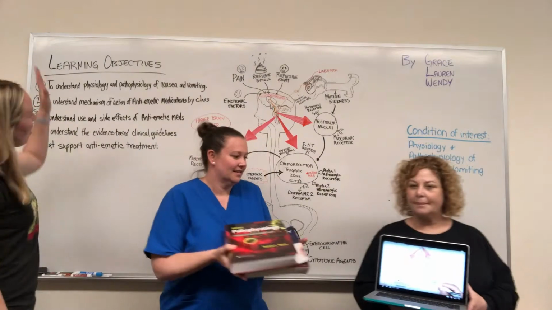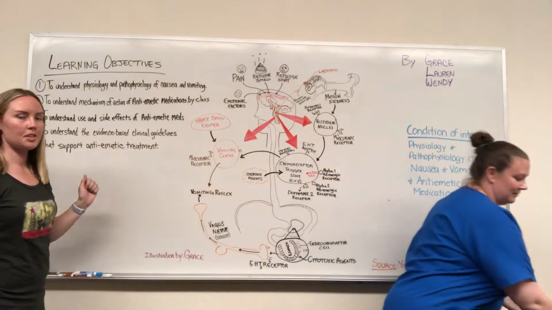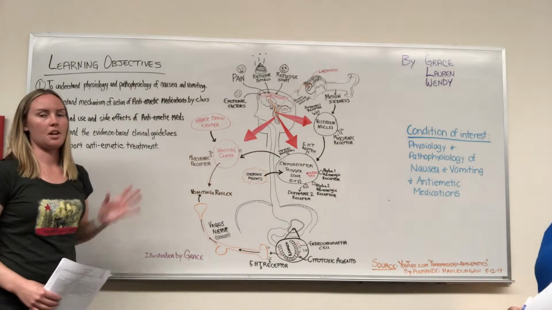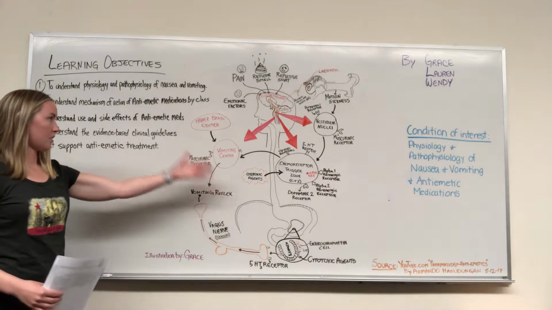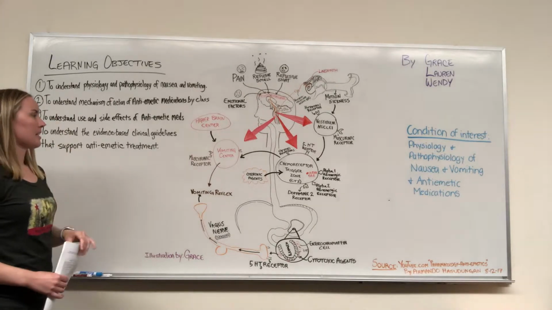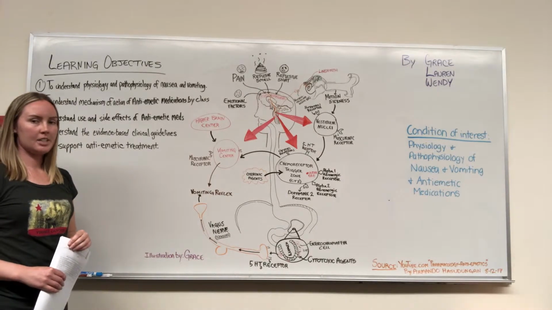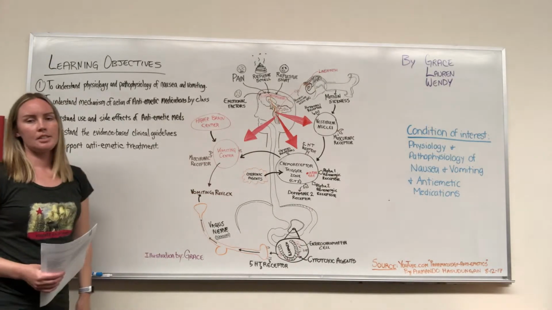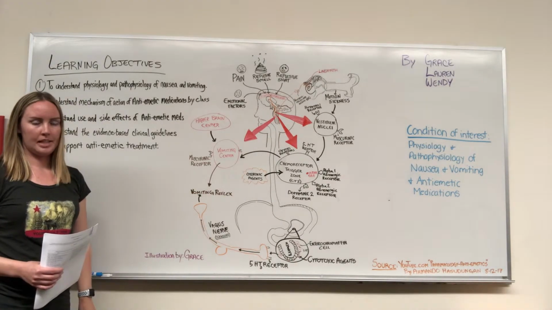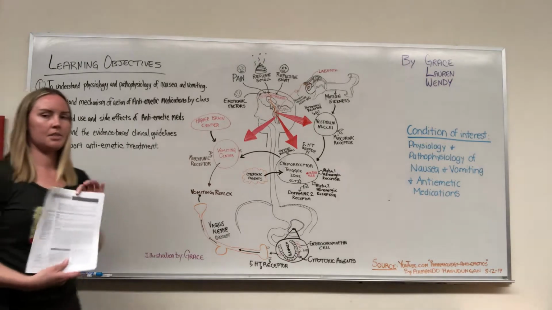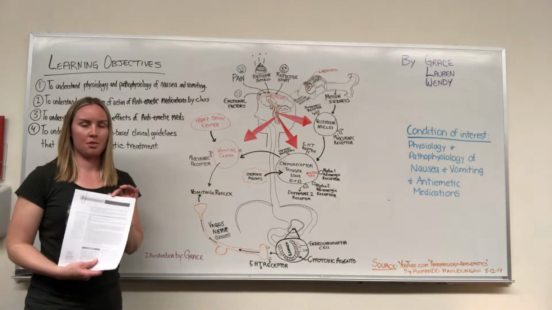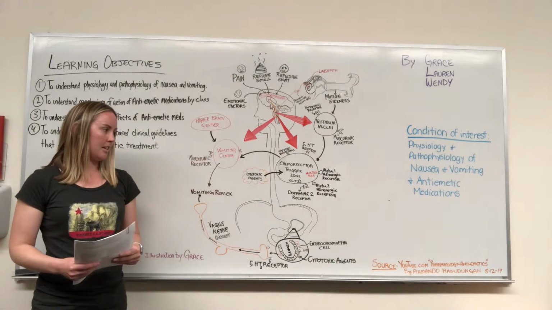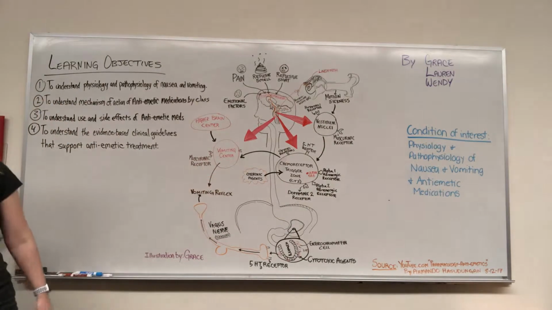Now let's talk about our learning objectives. First is to understand the physiology and pathophysiology of nausea and vomiting with our lovely drawing. Second, to understand the mechanism of action of antiemetic medications by their class. And third, to understand the use and side effects of those antiemetic medications. And then finally, to take a look at the research clinical guidelines that support the use of antiemetics for treatment. And then now we'll have Wendy talk about this drawing.